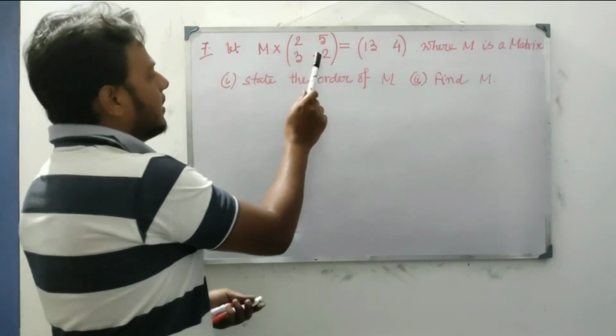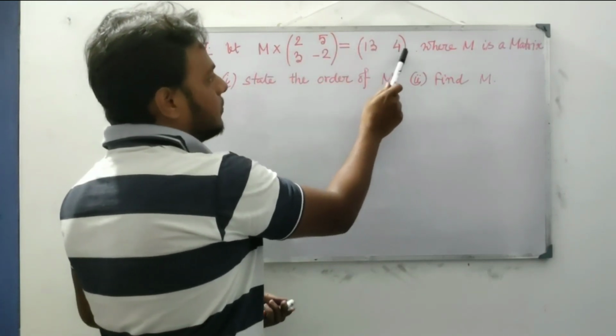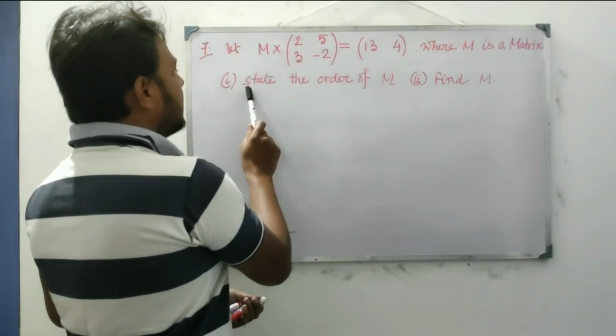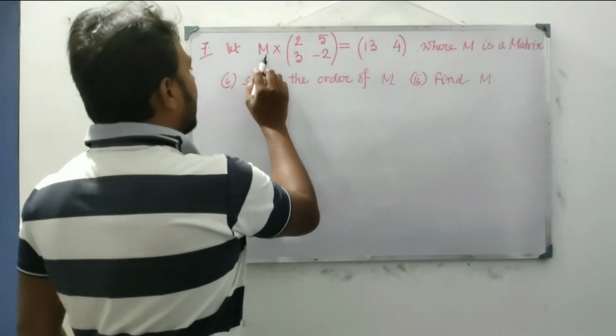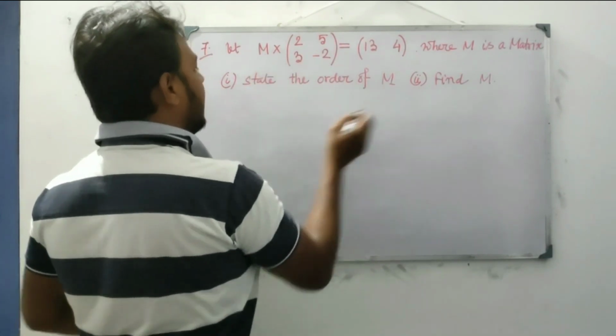Let M cross a matrix equals to 13, 4, where M is a matrix. The first question is to state the order of M, matrix M, and find M.